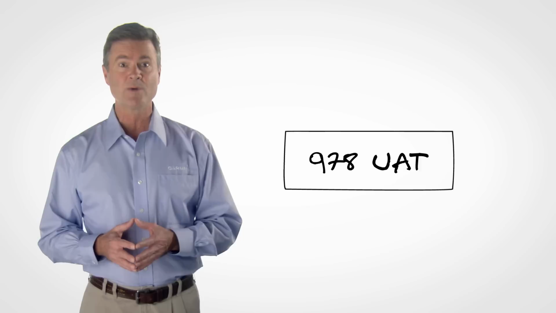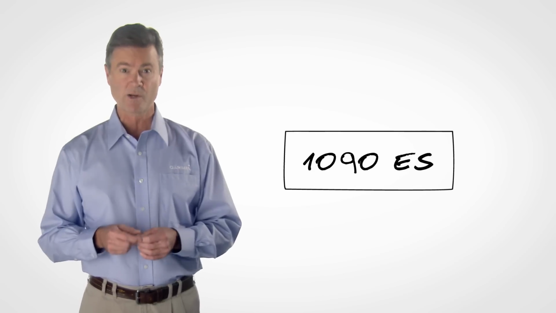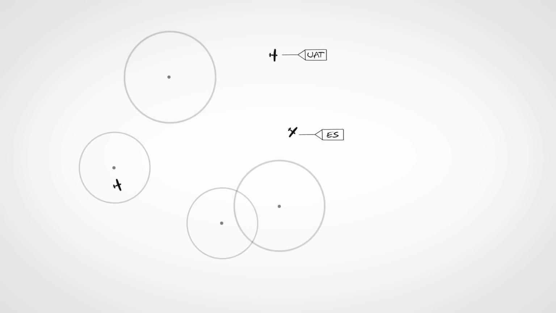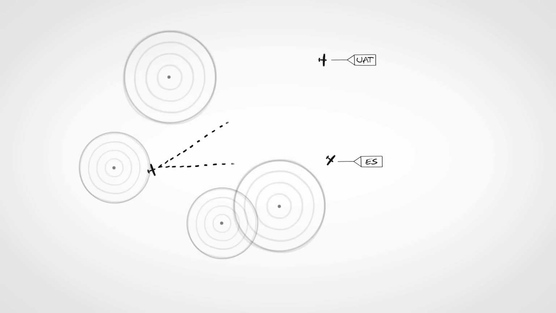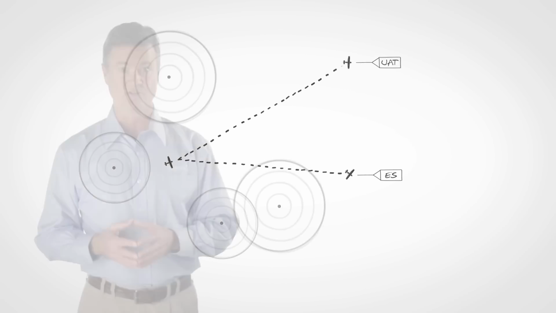Take the GDL-88, for example. As a dual-link solution, it can receive broadcasts on both the 978 UAT and 1090 ES frequencies. This means you see all ADS-B out-equipped aircraft in your vicinity, even when outside the range of a ground station.